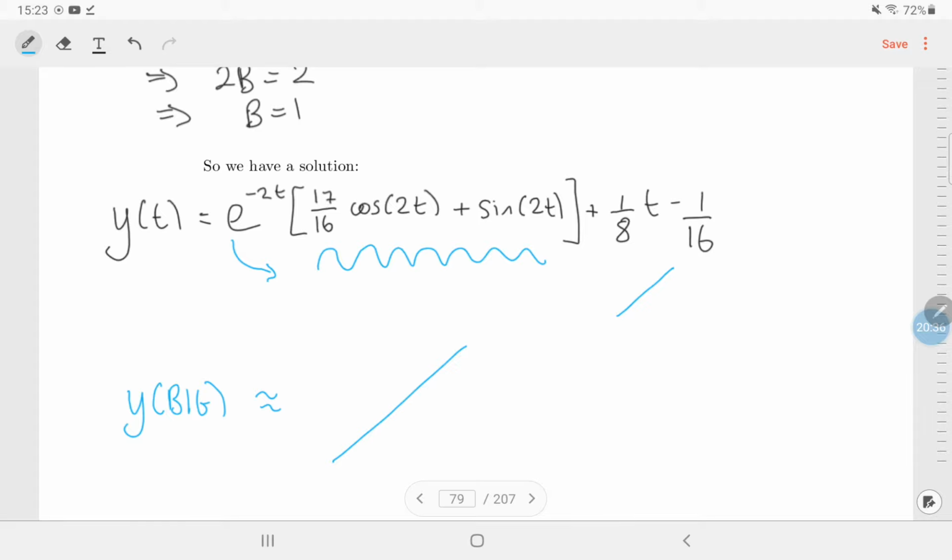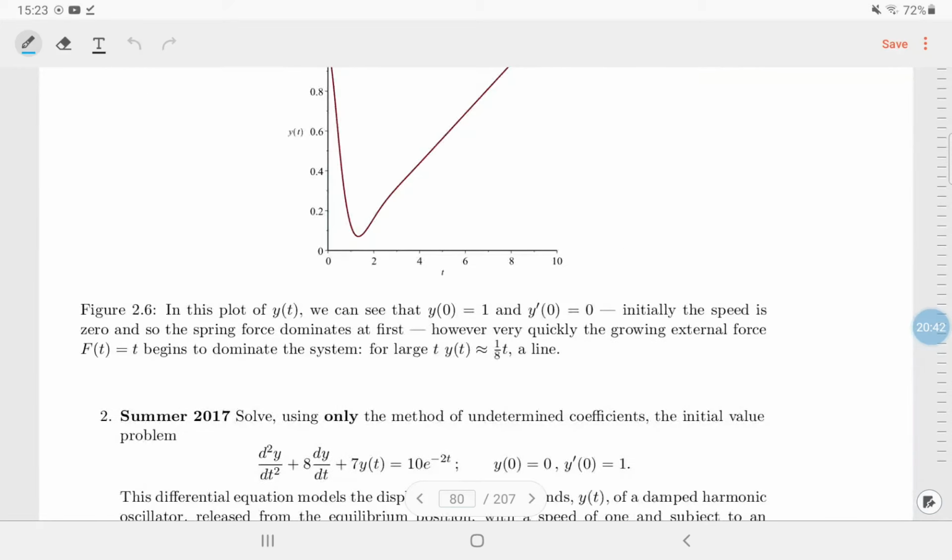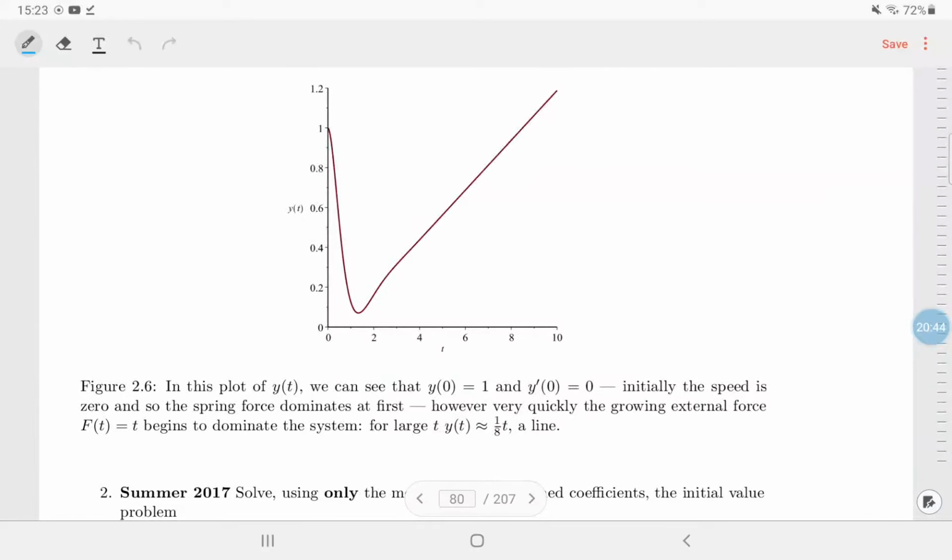Now the question is, will it have a chance to oscillate, or is the external force too big? And we see it has no real chance to oscillate. So in this graph of y, we can see that y of 0 is equal to 1. If you could zoom in, you could see that it is actually flat there. So y dash is actually flat, you just can't see it. Initially the speed is 0, so the spring force dominates at first, because the external force is also equal to 0 at that stage. However, very quickly the external force begins to dominate, and the spring does something like that.